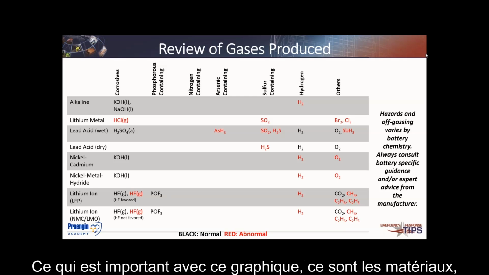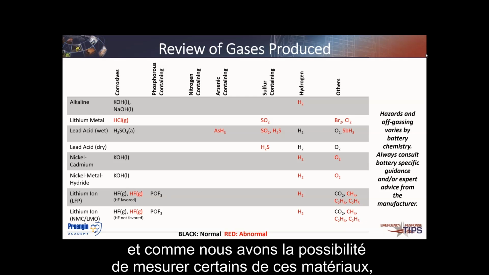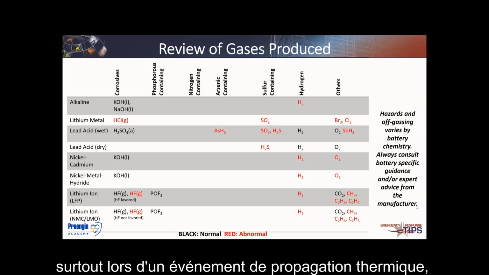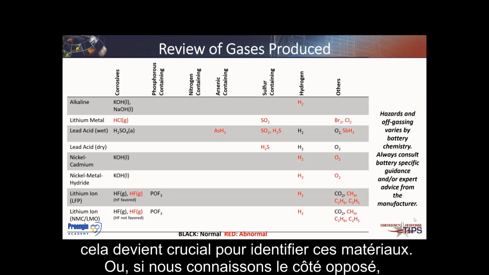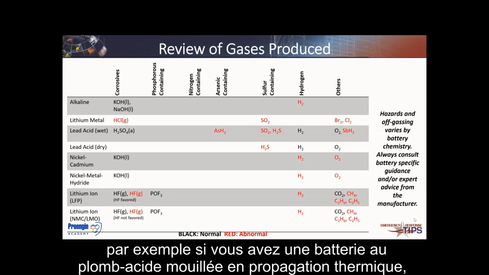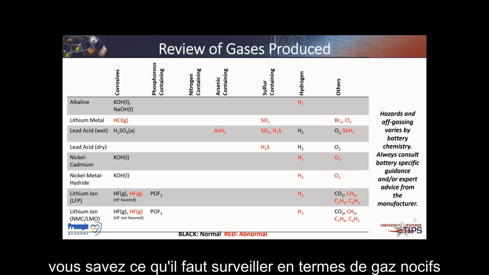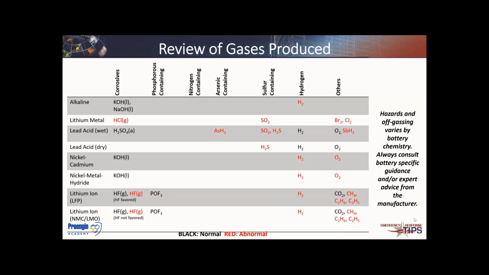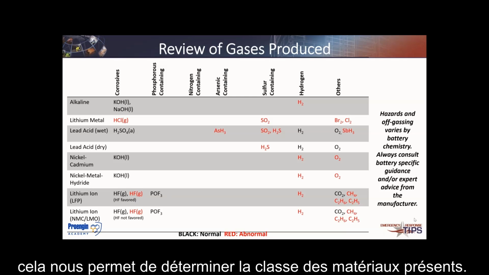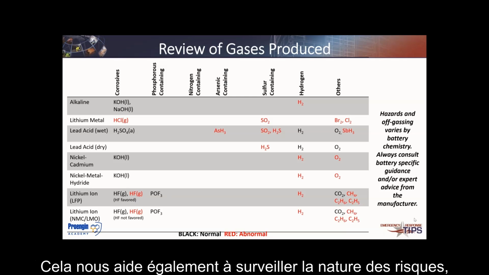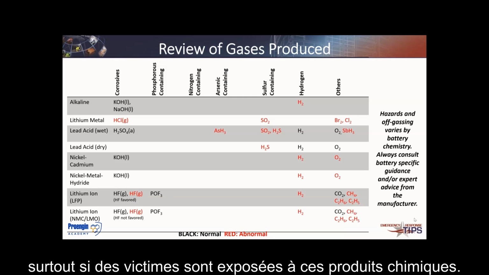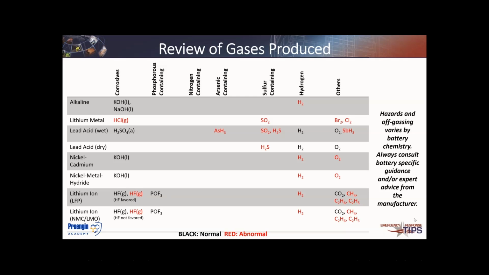But the important thing about this chart is the materials, and because we have the ability to measure some of these materials, and especially on a thermal runaway event, it becomes important for us to identify those materials. Or if we know the opposite side of it, if we know that, for example, you're having a wet lead acid battery that's in thermal runaway, you know what you need to be monitoring for as far as some of those harmful gases. So it allows us to use both identifying the class of materials that are present. It also lets us know what to monitor and look for, especially if there are victims that are experiencing some of that chemical exposure that's a result of that.